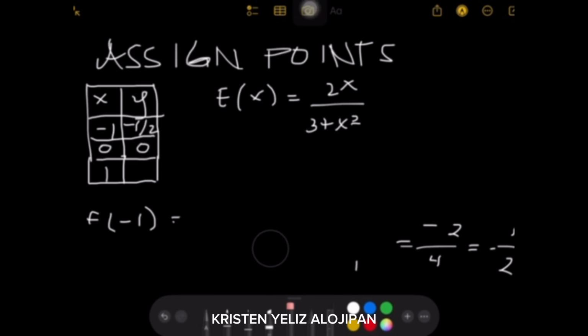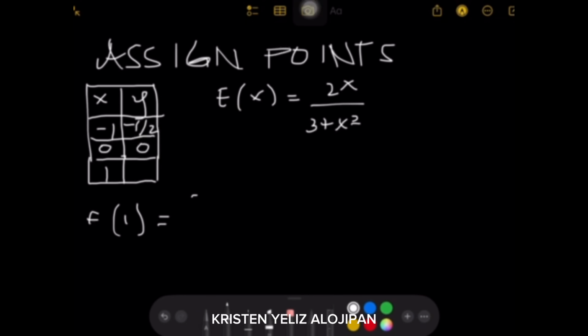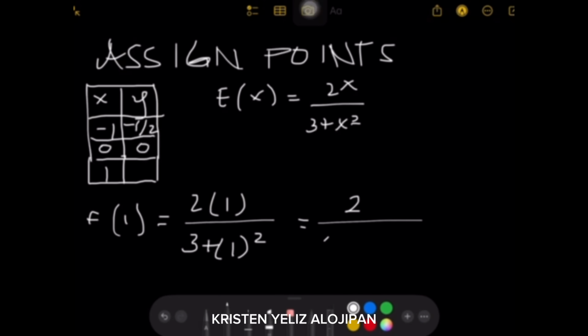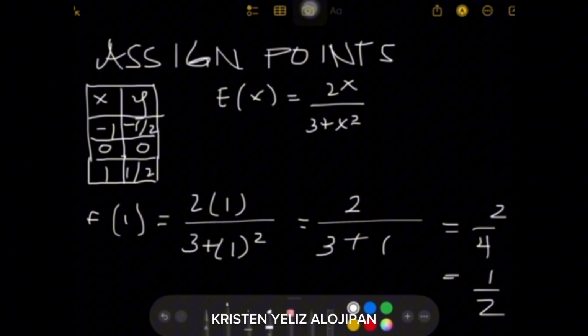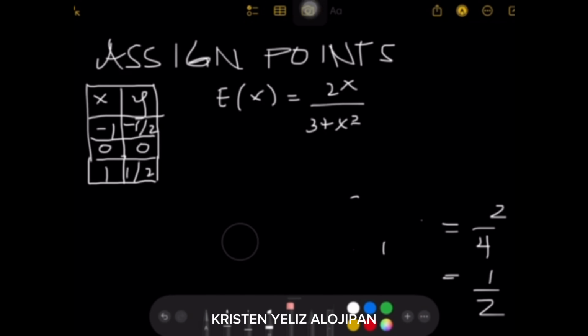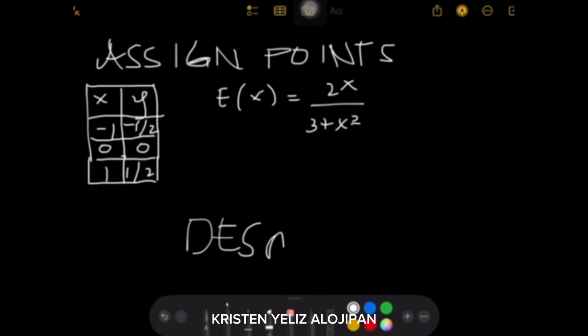Then now we're going to move on to 1. So f of 1 equals 2 times 1 over 3 plus 1 raised to 2. So that's equal to 2 over 3 plus 1 equals 2 over 4 equals 1 half. So now that we have that, we have our table of values. We can go and graph it, but in this case, I'm going to use Desmos Graph. It's a website so that the points are more accurate.